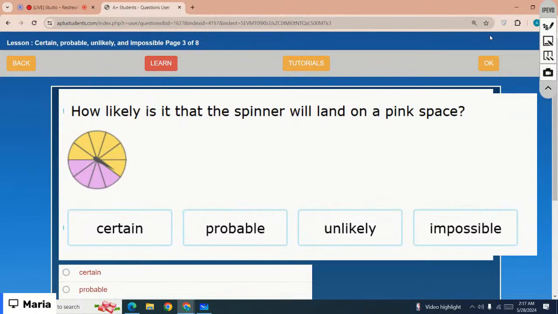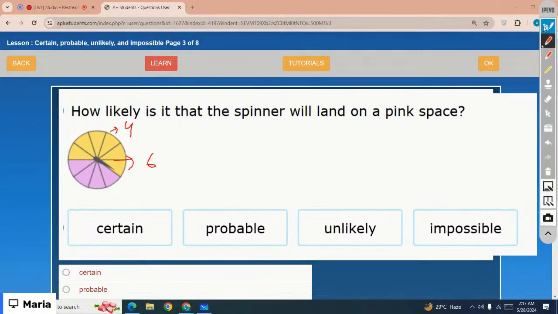How likely is it that the spinner will land on a pink space? Which is the correct option? Pink space. So the spinner has one, two, three, four, five, six portions yellow and four portions pink.